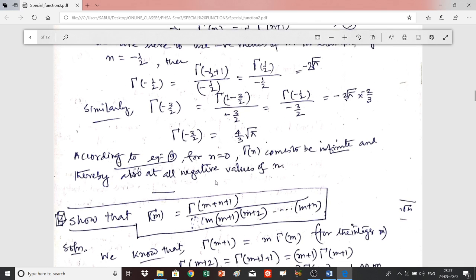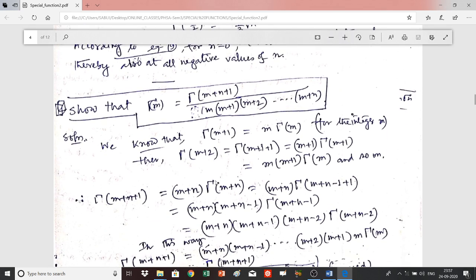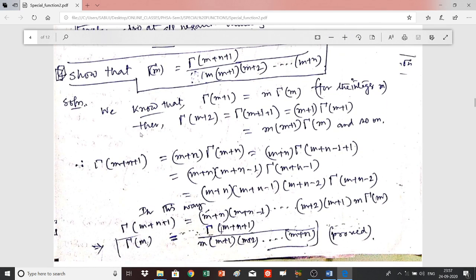Okay. Now here is a problem. Here is the identity which you have to prove. That is, show that gamma m is equal to gamma m plus n plus 1 divided by m into m plus 1 into m plus 2, and in this way it extends up to m plus n. You have to prove this identity or this relation.